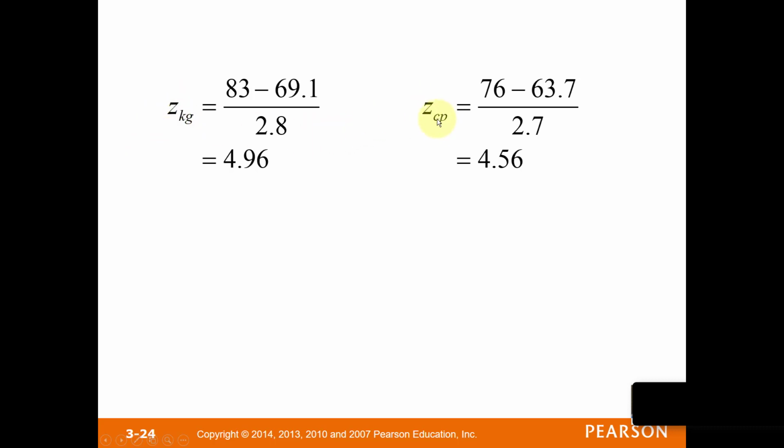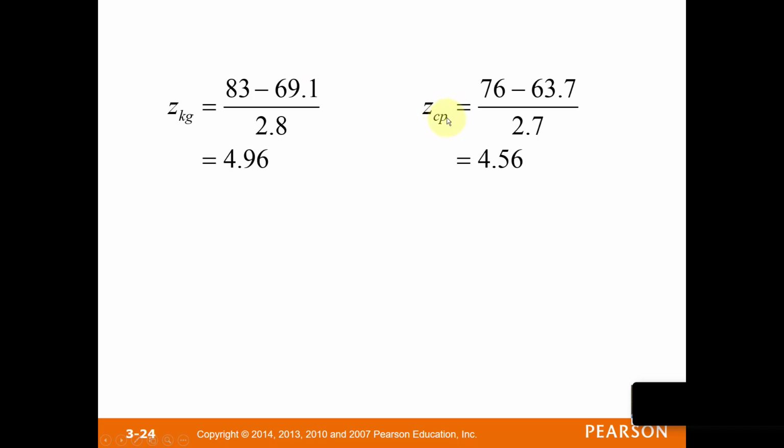It's really important to use correct notation, because as a human being you have a tendency to make mistakes, and this is just a way of helping us prevent those types of confusion errors. Anyway, we have the data value, Kevin's height, 83, minus the mean for the distribution divided by the standard deviation, and he gets a z-score of 4.96. What that means, technically and formally, is that his height is 4.96 standard deviations above the mean of 69.1.